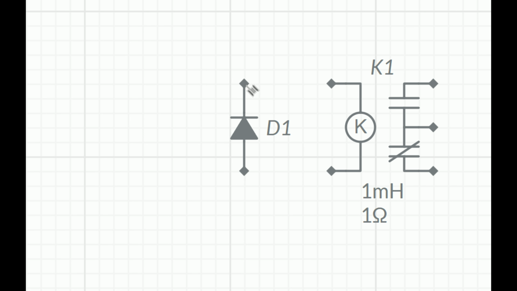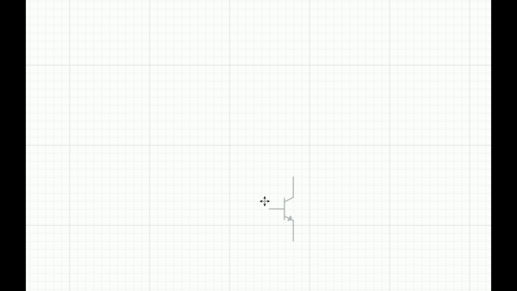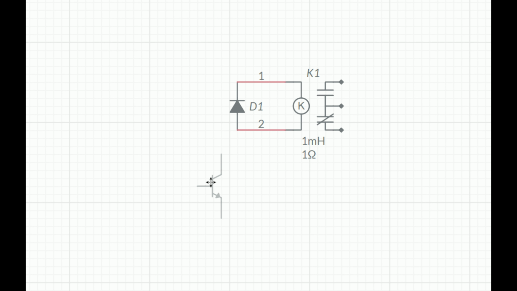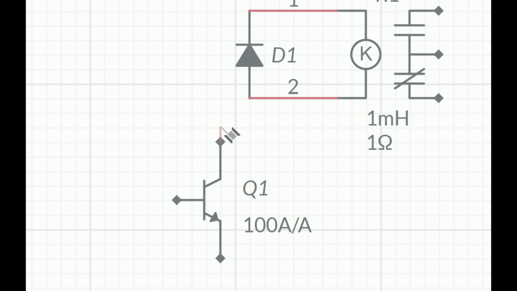Now its anode and cathode side: the cathode side will go to the side from where your power supply is connected, and the anode side will go to the side at which the transistor is to be connected. Now bring in a transistor. You may use any NPN transistor because the triggering current of the relay is like 20 to 30 milliampere. BC547 is enough. So that is just a symbol of the transistor I'm using. So connect it here like this.